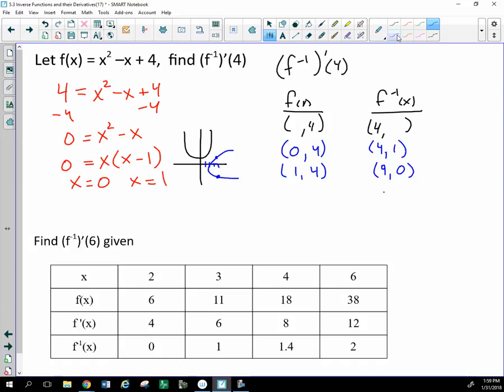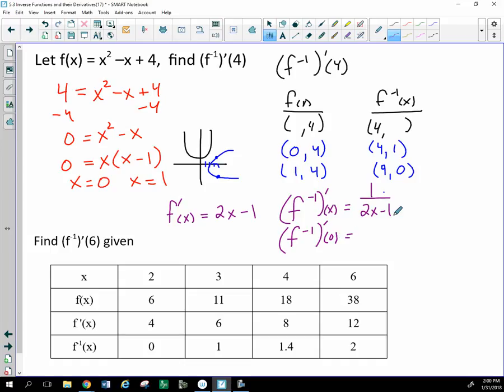As we go about this, we take the derivative of the original function, and that gets me 2x minus 1. And so the derivative of the inverse is 1 over 2x minus 1. If I do this at 0, then I get 1 over negative 1, which is a slope of negative 1.